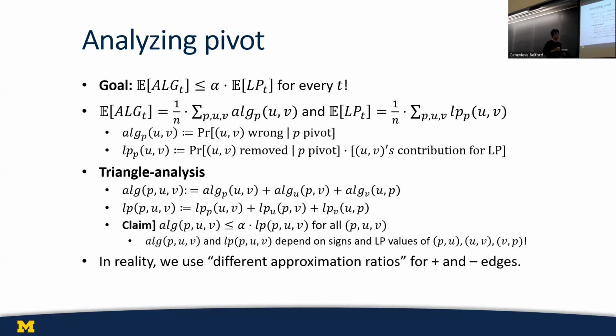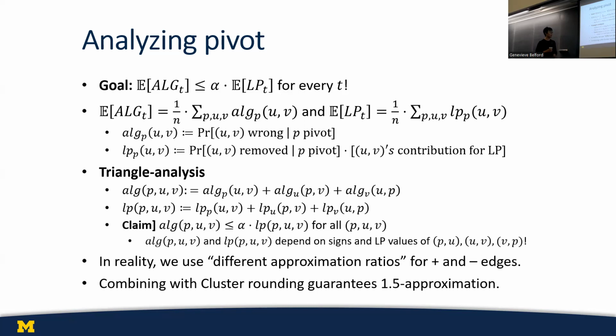In reality, we use different approximation ratios for plus and minus edges, because the previous algorithm had that property as well. If you combine this with the previous rounding algorithm, that part gives you a 1.5 approximation. Until here, if you start from the cluster LP, it's only like 4 or 5 pages of total analysis, which is not too bad.